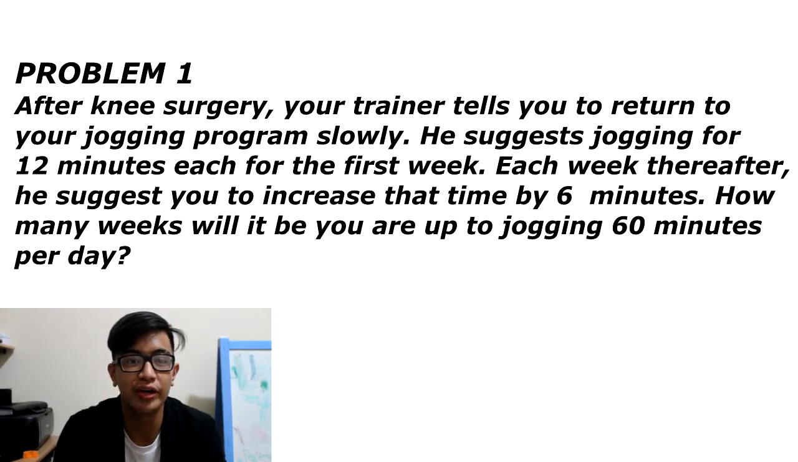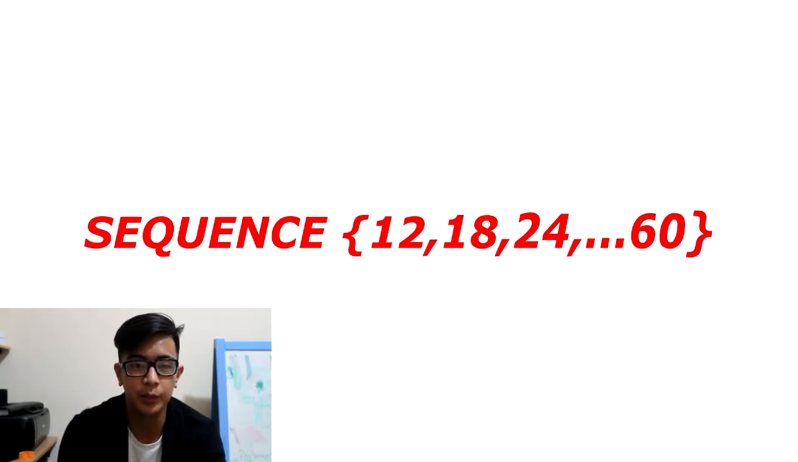You start off with jogging 12 minutes each day for the first week, then a week goes by and he suggests to increase it 6 more minutes. Then another week goes by, you're going to increase it another 6 more minutes and continue doing that. We are going to figure out how long it takes to start running 60 minutes per day. So we are going to set up a sequence.